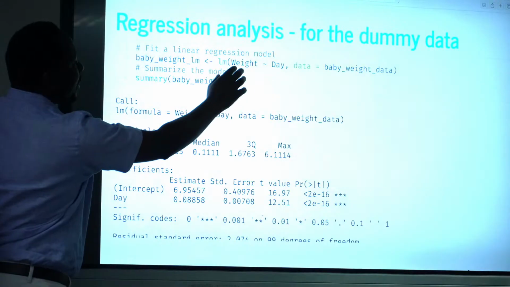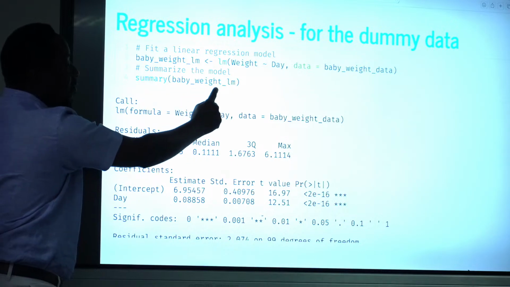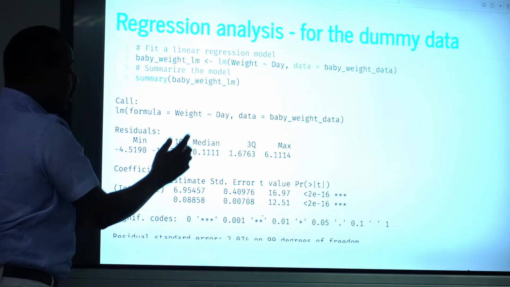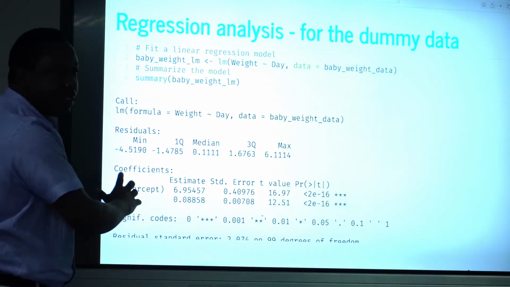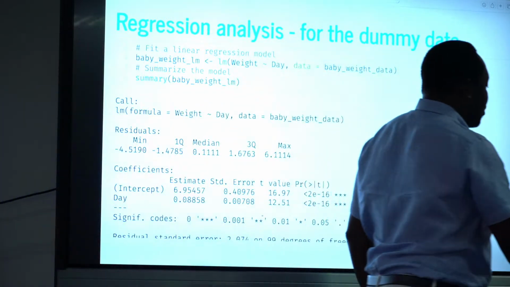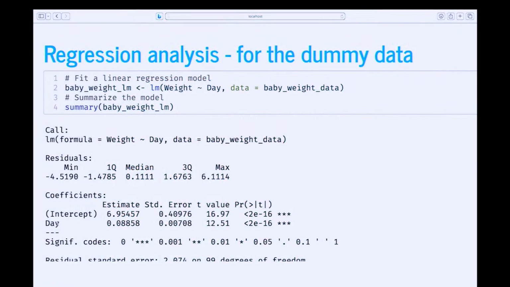So once you run that model, this becomes an object. You can get a summary of that object, baby weight LM. Now the summary is presented this way from your R. So once you run it, you get this. And so what you observe out of that, there's quite some information out of it. There's an intercept, and there is a day, and there's an estimate for a coefficient here.